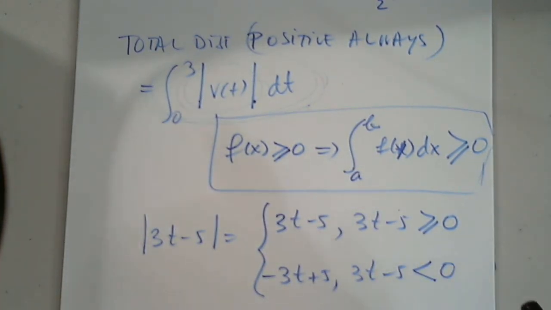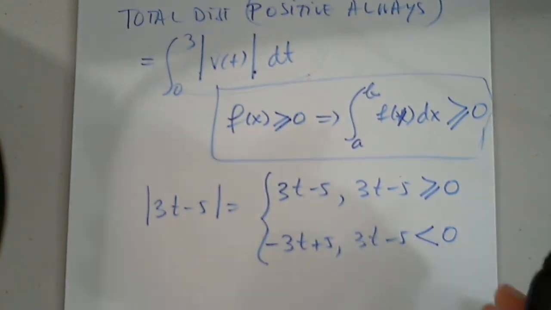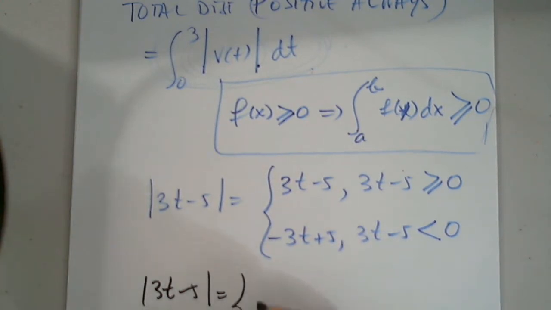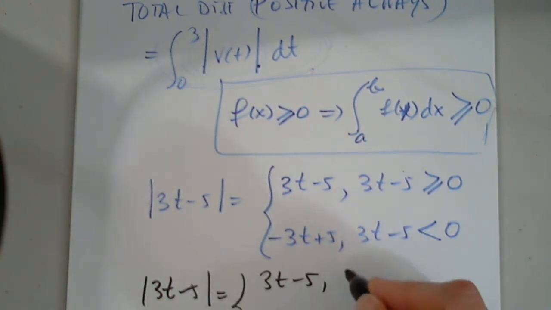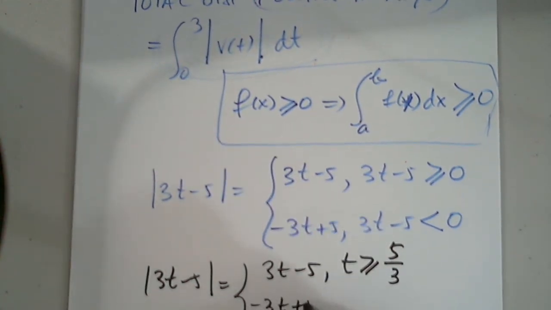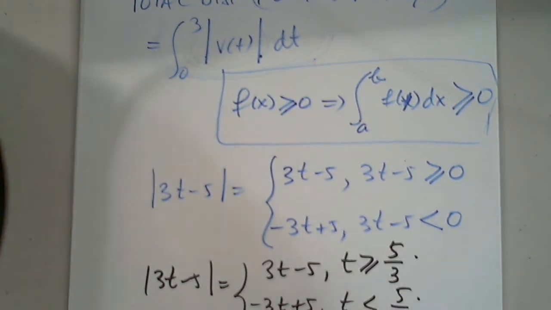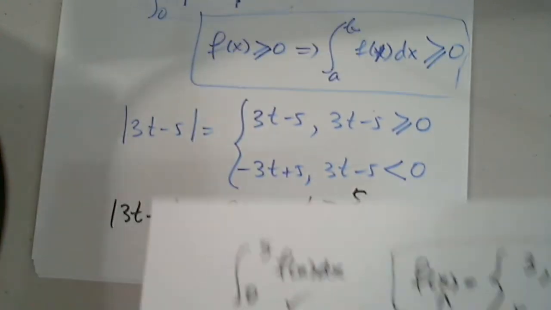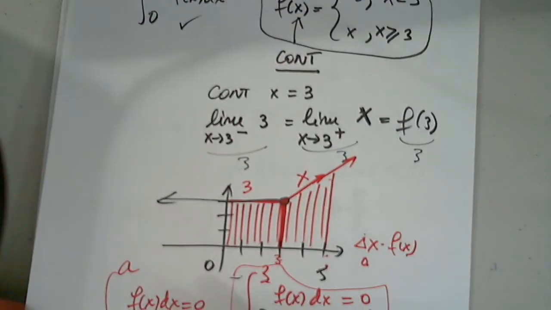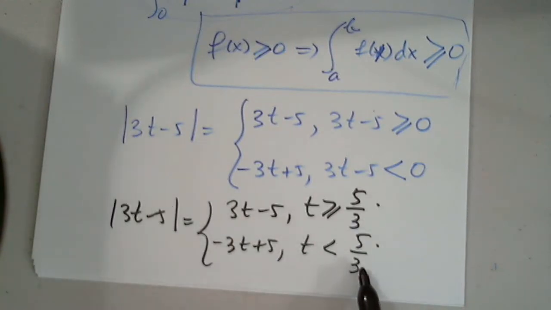So I have to deal with this first. And this will become 3t minus 5 equals 3t minus 5 for t greater than or equal to 5/3, and negative 3t plus 5 for t less than 5/3. So I know exactly, based on Mark's question from a minute ago, I know exactly where it will break. Because the interval is 0 to 3, and this is bigger than 0, smaller than 3. So this is the cutoff point.